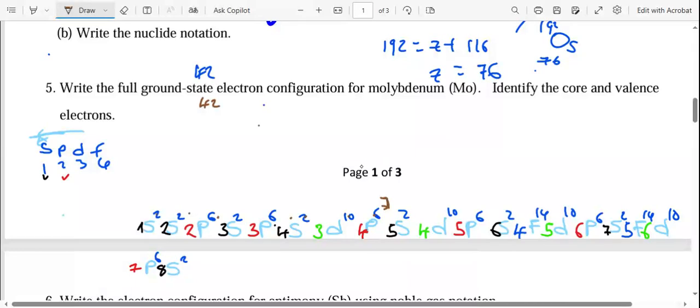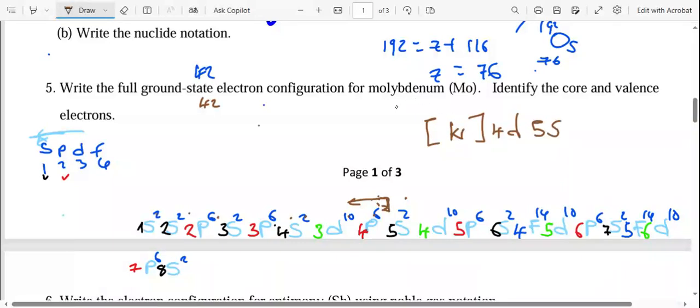Then the rest, the 4d and 5s, will get the remaining electrons from 42. That means this is krypton going this side. It will actually carry the value of krypton. So I'll use krypton to represent these covered electrons, and what remains is 5s and 4d.